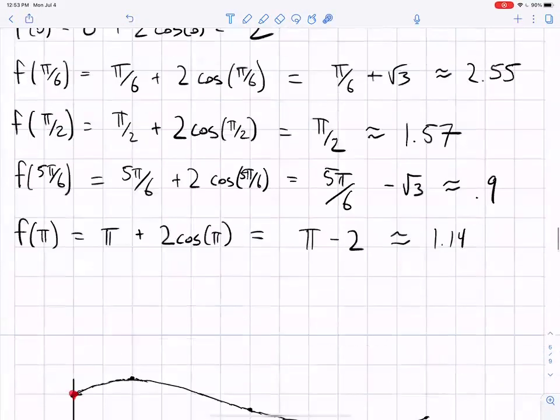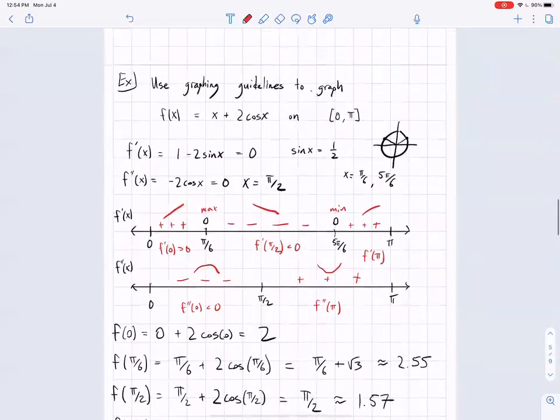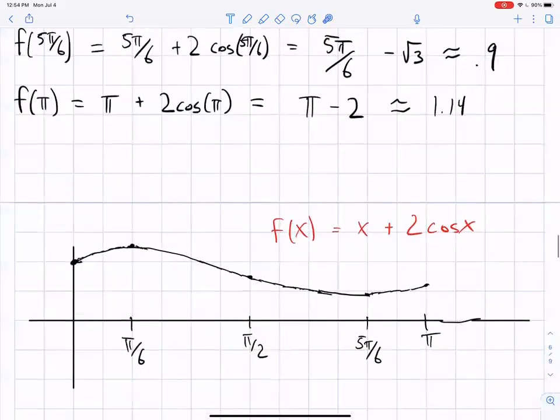Let me zoom out a sec. So this is f of 0, 2. This is 2.55. This is 1.57. And then this is the low point of 0.9. And then this is the next point of 1.4. So this is the function, f of x equals x plus 2 cosine x. And so it has a max there, a min there, and an inflection point there. It actually looks kind of similar to our last function, but that's the idea.